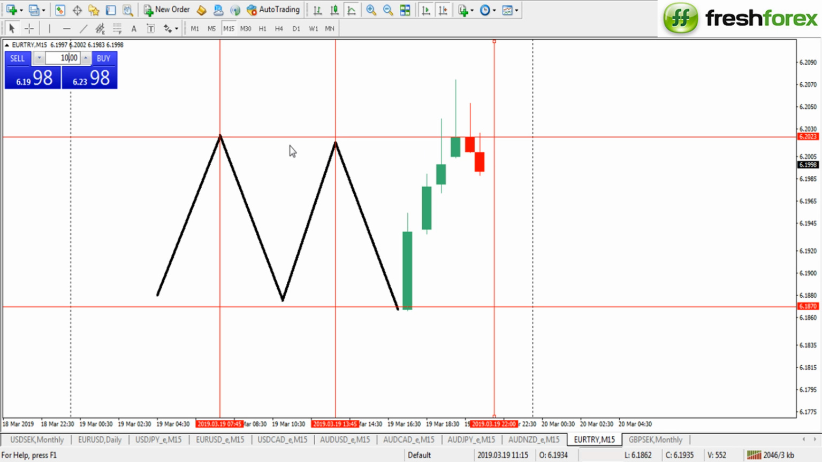So volume is everything. Volume is everything. As much as you're trading monthly chart, volume is everything. Long-term trading requires good volume.